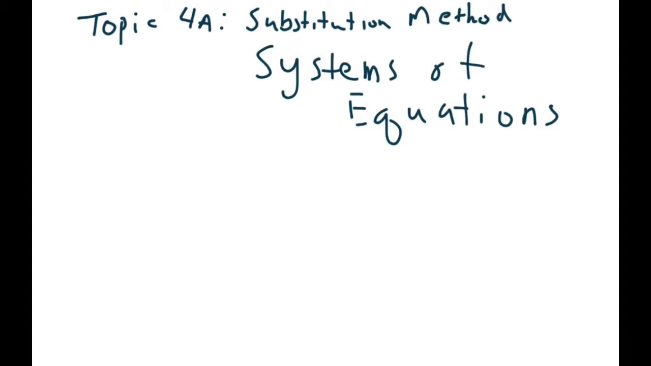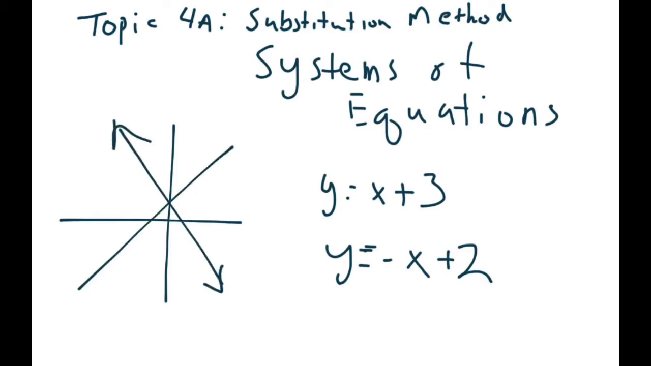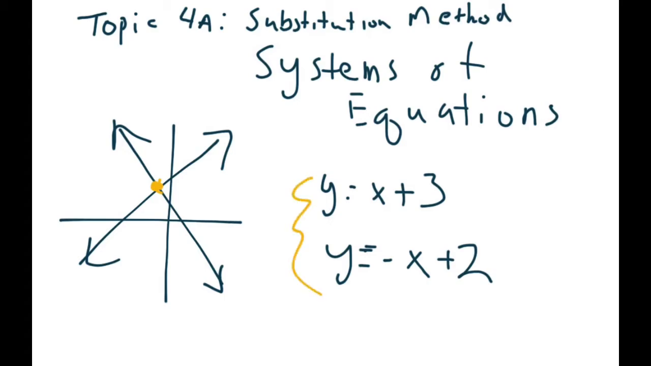A system of equations is where we have two equations that, when they're graphed, so if you imagine, let's just say y equals x plus 3 and y equals negative x plus 2, if you were to graph these two, one of them would look like this, and the other would look something like that. What it means is that when you graph the two, the system has a solution, and that is where they intersect. So you would find the point where they intersect, and that would be the solution to the system of equations.